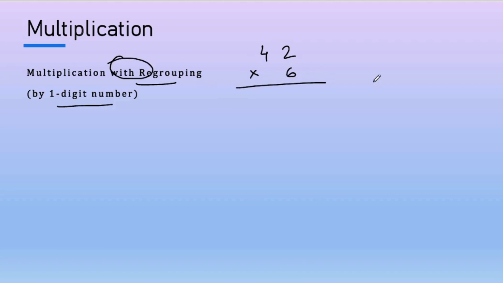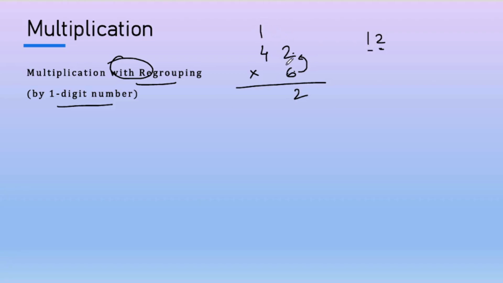Now let's take example of multiplication with regrouping by one-digit number. With regrouping by one-digit number, right? Okay, fine. So let's take example of 42 is a one number. Now you have to multiply it by one-digit number, and we are talking about with regrouping. So 6 multiplied by 2, you know that you have to multiply at the ones place digit first. 6 multiplied by 2 is 12, right? 12. So ones place number you will write it here, tens place number will be carried forward here.